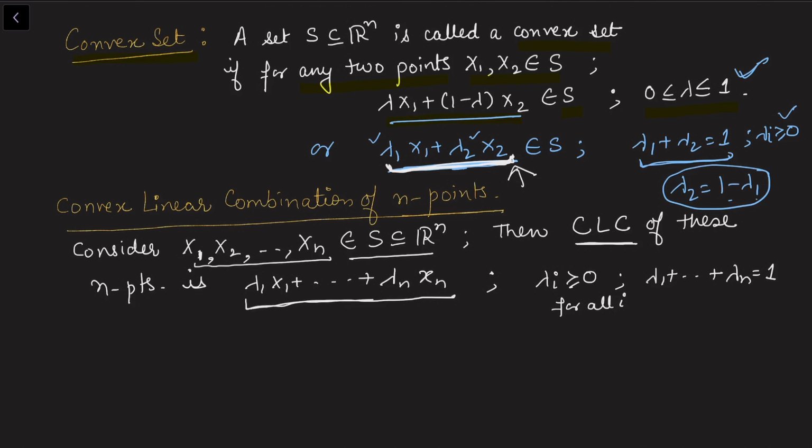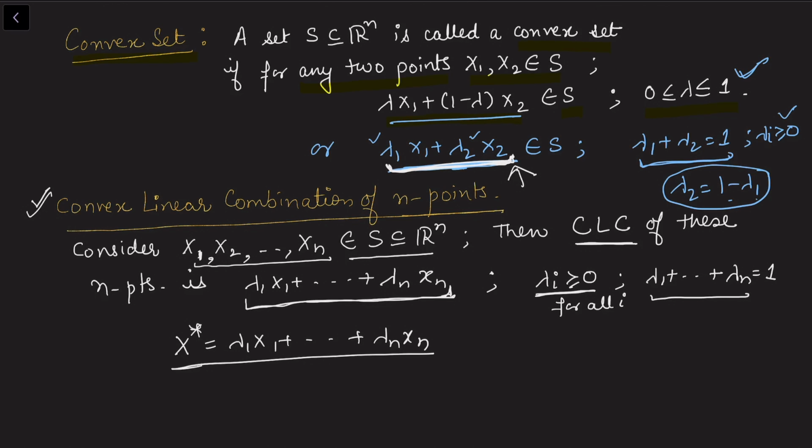Whenever we take the convex linear combination of 2 points, we are talking about a convex set. If we generalize this to n points, then it is the convex linear combination of n points. And here again lambda i's are greater than or equal to 0 and the total sum is equal to 1. Let x star be the point generated from this linear combination, where we have a restriction that lambda i are greater than or equal to 0 and the summation of these lambda i, i varying from 1 to n, is equal to 1. So this point always belongs to the same set.